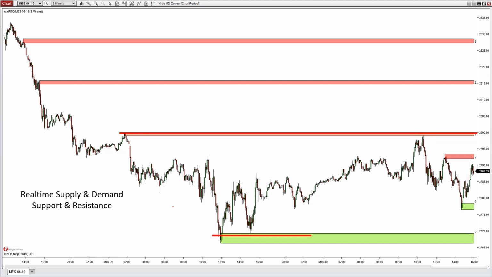Support and resistance. So if I put these lines in here, you can see how it acts as strong resistance here and good support through here. As a matter of fact, there's a little area of support through here as well.